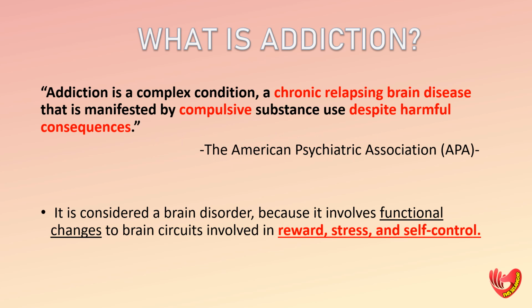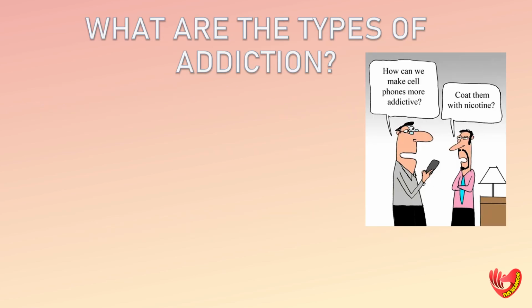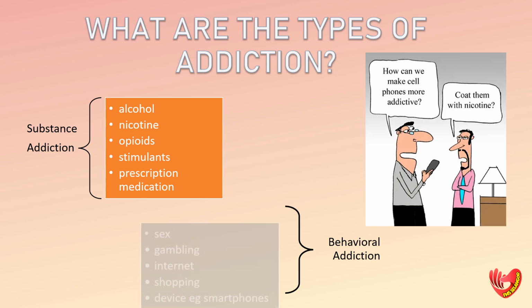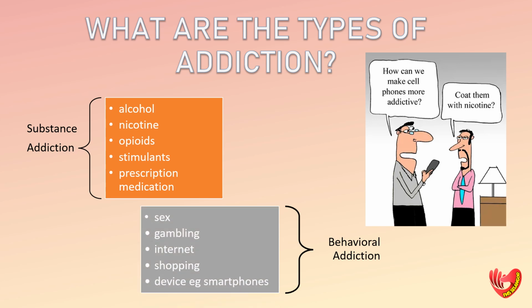Now let's begin. The American Psychiatric Association, or APA, describes addiction as a complex condition, a chronic relapsing brain disease that is manifested by compulsive substance use despite harmful consequences. So why is it complex? Because addiction involves functional changes to our brain circuit. We can divide addiction into two different types. One is based on substances, which includes alcohol to prescribed medications, and the other is behavioral addiction, for example, smartphone and internet addiction. So how do we explain how addiction occurs?